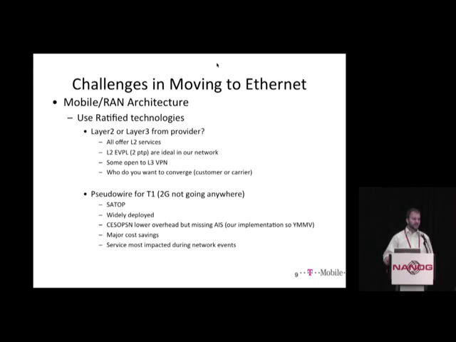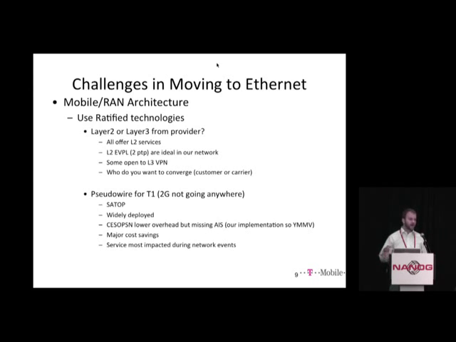When they're IP enabled, they adhere well to events on an Ethernet and IP network, much better than SAToP or any other pseudowire type technologies. So we did choose SAToP. We're quite happy with it thus far. Obviously, we're still going through some growth pains.